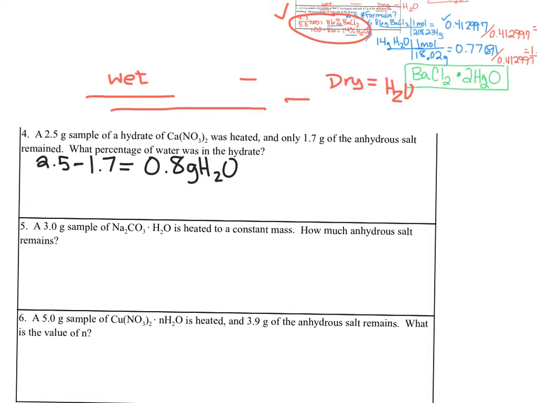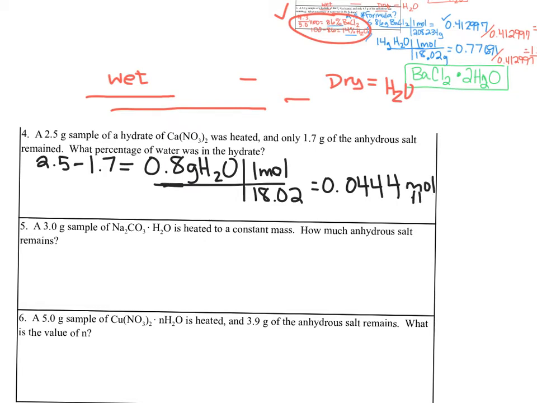So from here, I'm just going to convert my grams of water to moles. So 1 mole of water is this 0.8 grams divided by the molar mass, which is 18.02. So when I divide those two, I get 0.0444, really. And then we have moles of water so far.